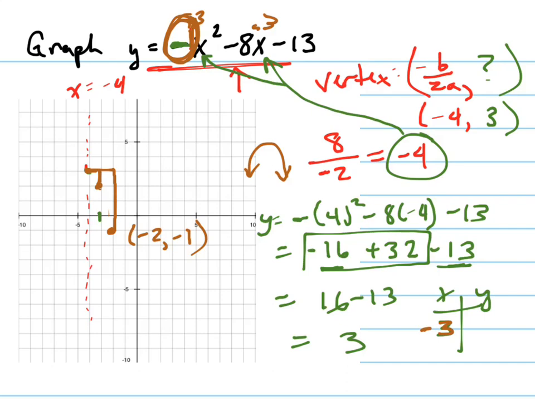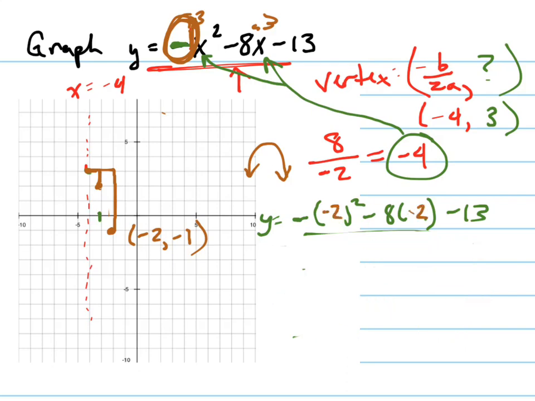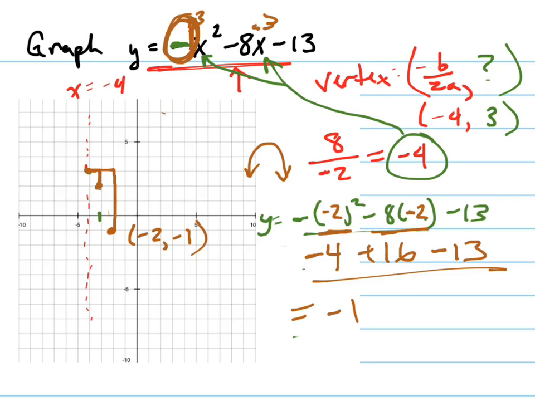And if I check that, let's plug in -2. So I'm going to plug it in right here. -2 squared is +4, but there's a negative in front of it, so that's -4. This is +16, and this is -13. When I add these together, I get -1. So -2, -1 is the point on my graph.